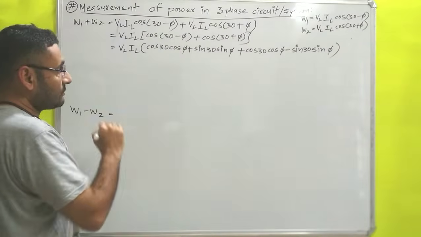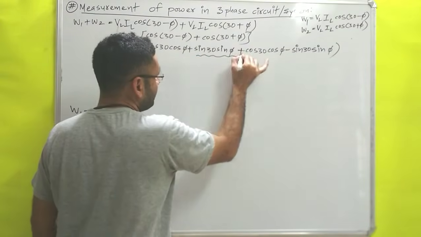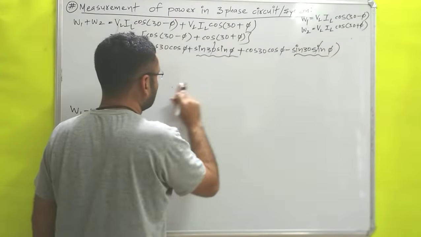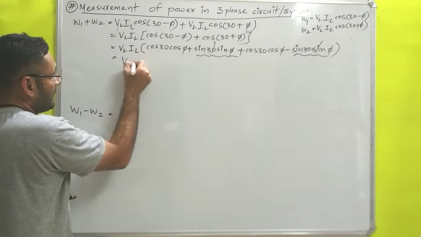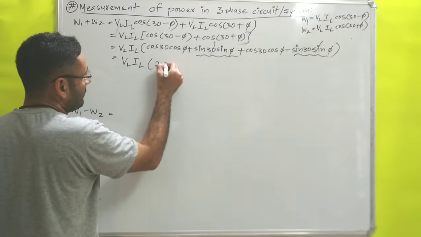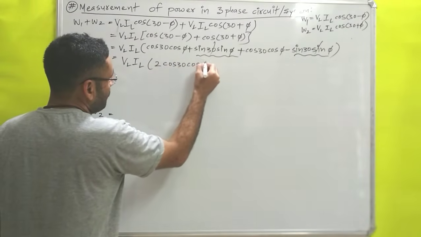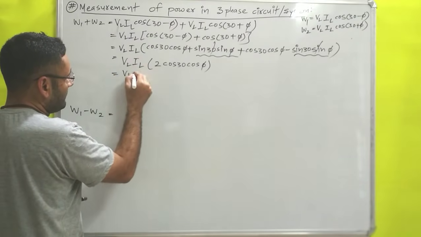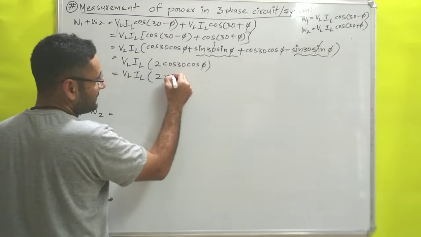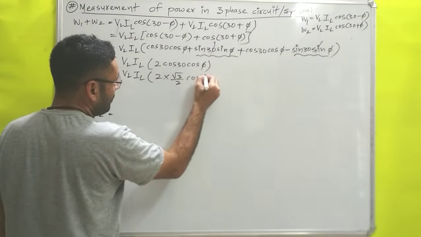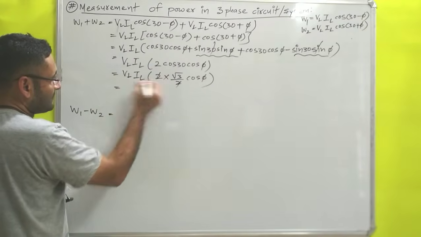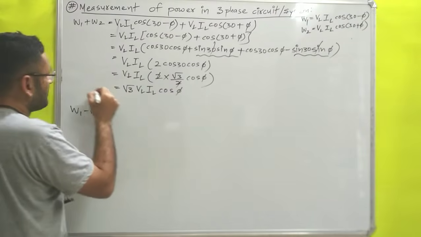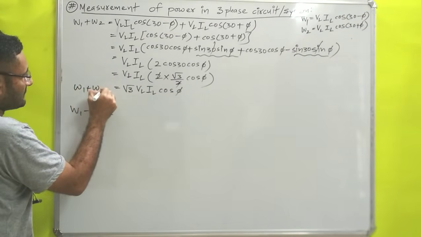Now if you observe this, you can say that plus sin 30 sin 5 minus sin 30 sin 5 would be cancelled, and cos 30 cos 5 plus cos 30 cos 5 is 2 times. So I will write VL IL, then 2 times cos 30 cos 5. Now the value of cos 30 is root 3 by 2, that will be your cos 5. So 2 will get cancelled. So the answer will be root 3 VL IL cos 5. That is the answer of W1 plus W2.